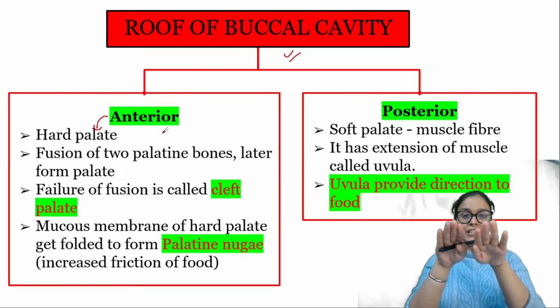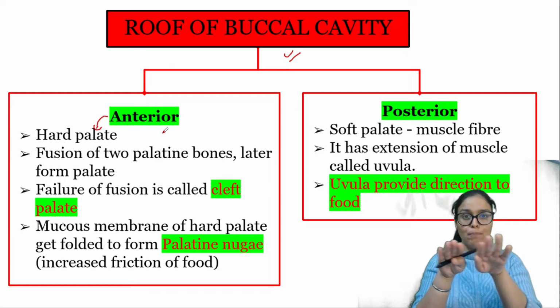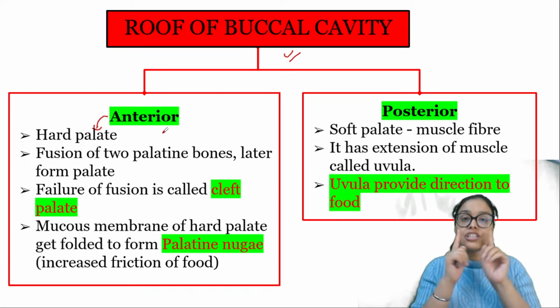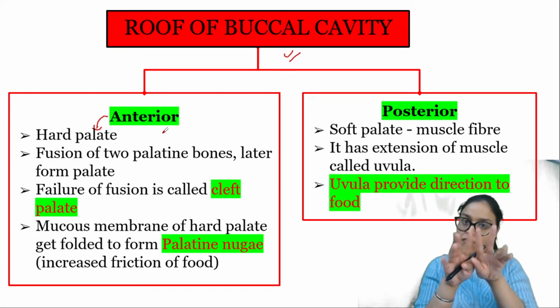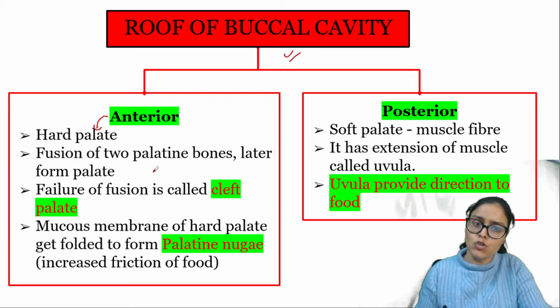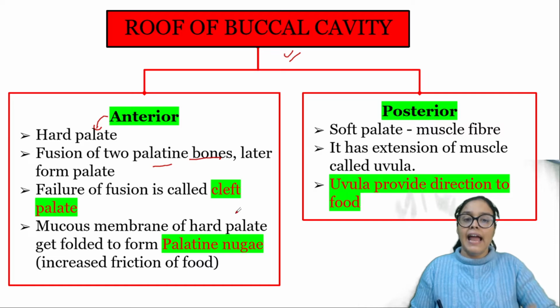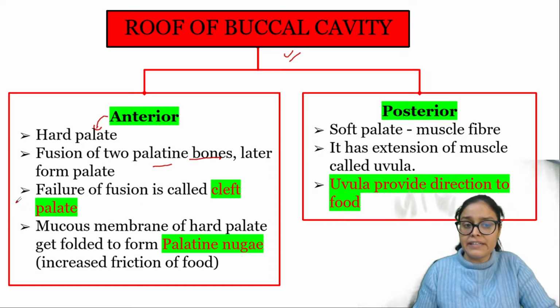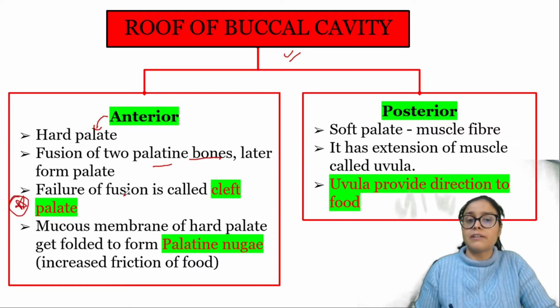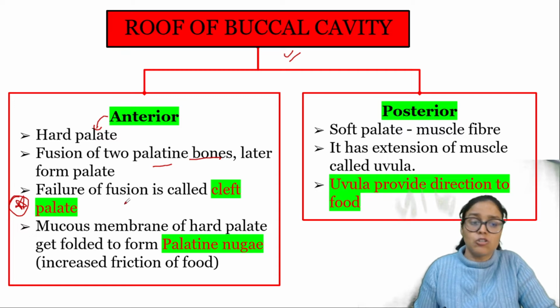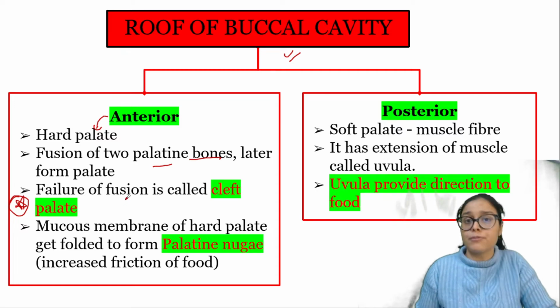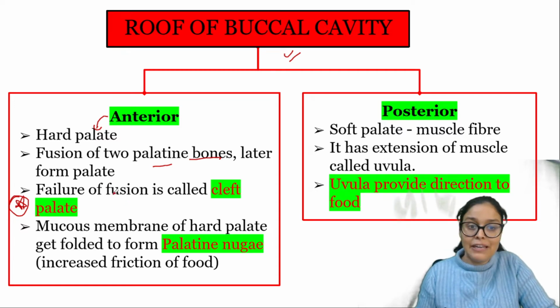And obviously this palate is made by the fusion of two palatine bones. This hard palate is made by the fusion of two bones, which you have to remember, two palatine bones which fuse together to form the palate. And in some kids or some people, a particular disease, a malformation, is seen. What happens in their case?